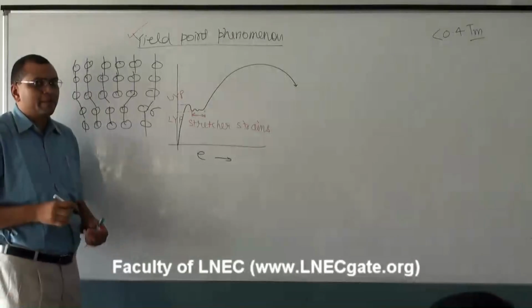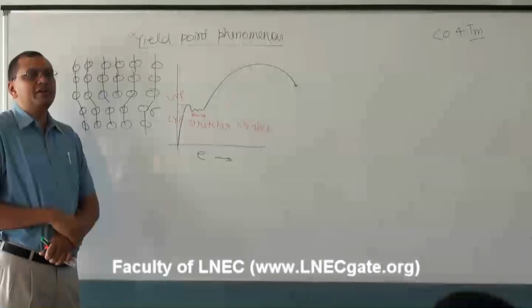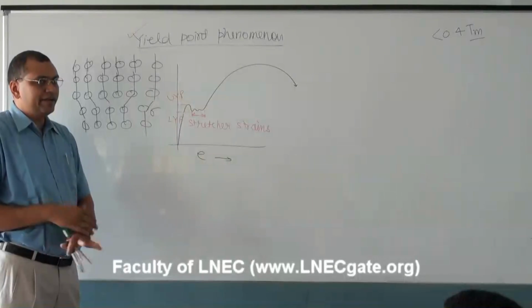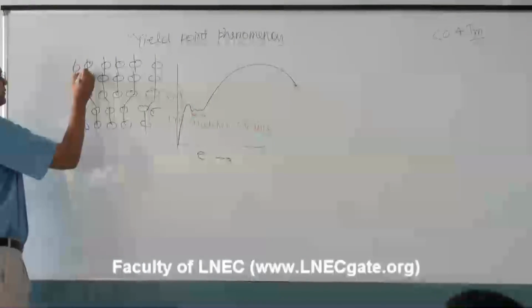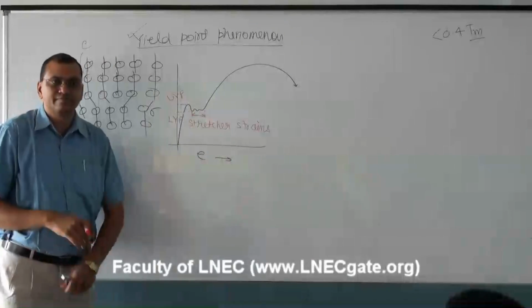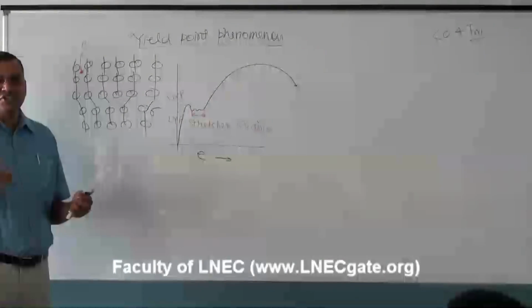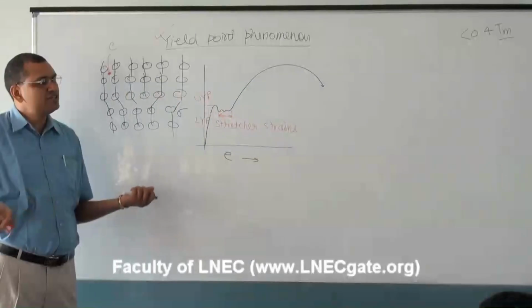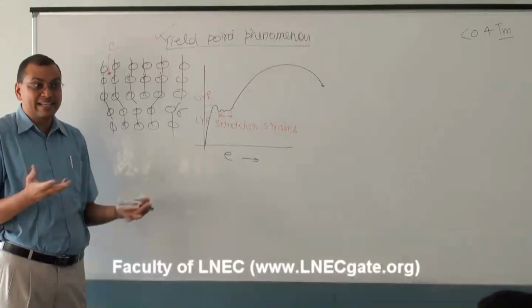And as we know, carbon and nitrogen are interstitial impurities in iron. So let us say carbon is present here at some interstitial site in iron. But the interstitial void is much smaller than the size of the carbon atom.